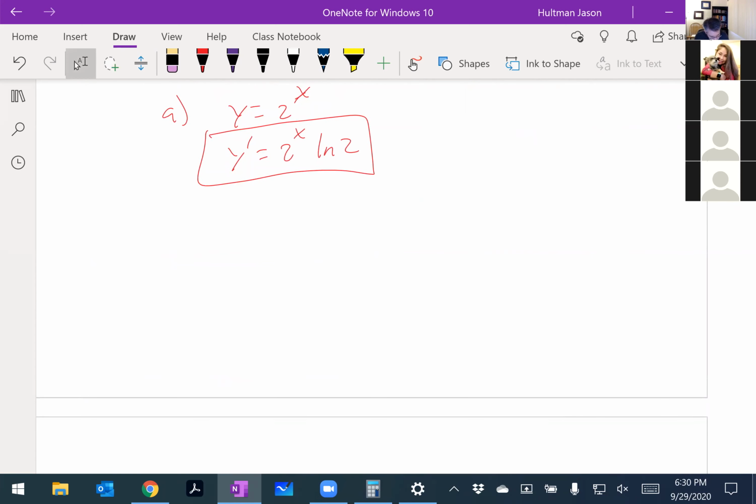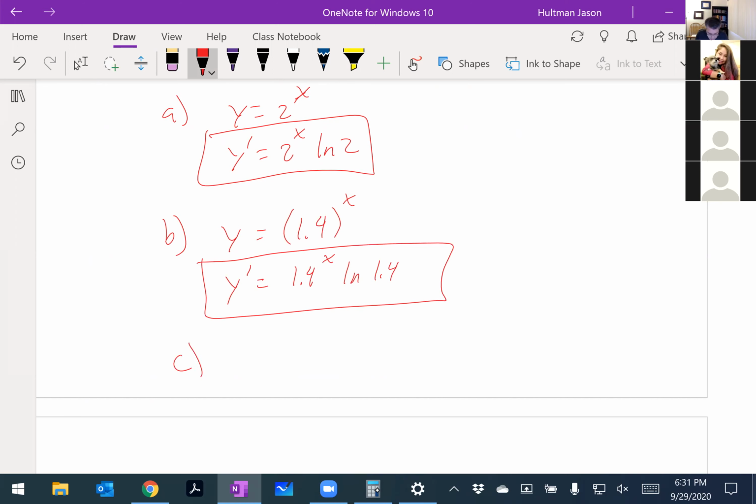Okay. Let's do B. Y equals 1.4 to the x power. Okay, so 1.4 to the x power. Again, super easy. Let's use the formula. Y prime equals 1.4 to the x power, natural log 1.4. That's it, done.